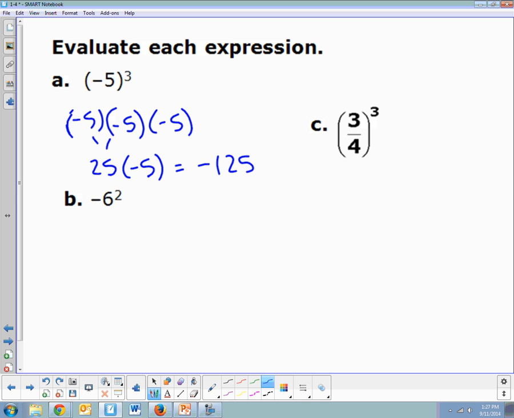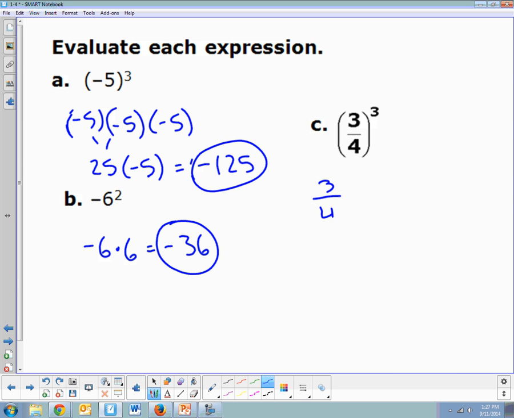Negative 6 squared for B. Again, we've got a negative, but it's not part of the base. So we end up with negative 36 as our final answer for that one. For C, 3/4 times 3/4 times 3/4, 3/4 cubed. 3 times 3 times 3 is going to give me 27, not 9. Remember, it's not 3 plus 3. It's 3 times 3 is 9, times 3 is 27.